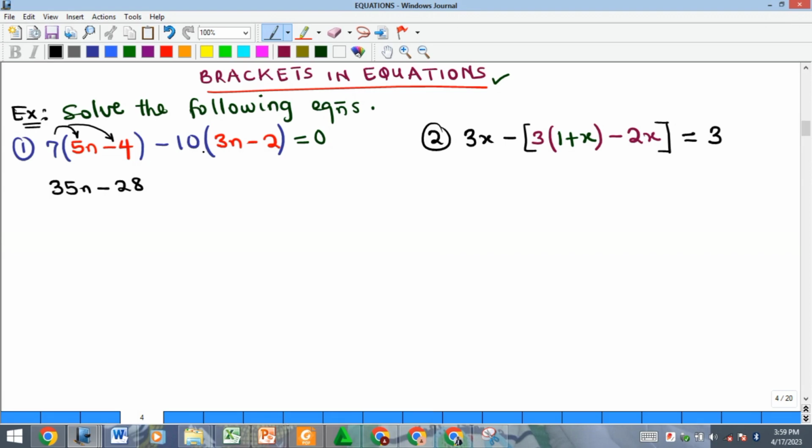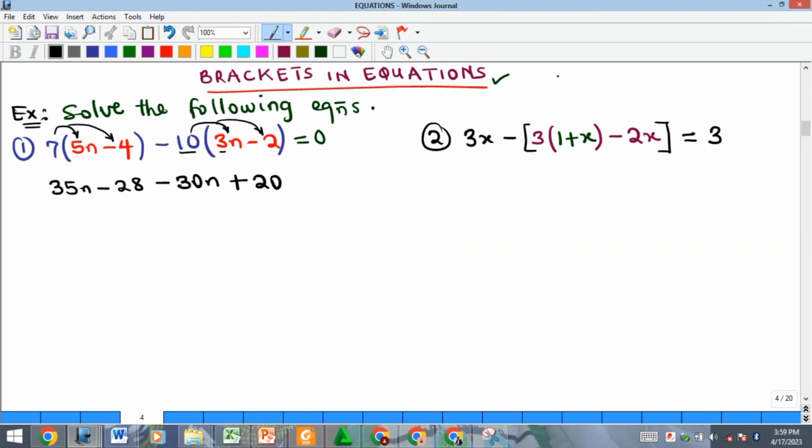If we do the same thing here, negative 10 will multiply 3n and also multiply negative 2. Negative 10 times 3n will be negative 30n. Of course, number will multiply number, then you just bring down the alphabet. Then we have negative 10 multiplying negative 2. Minus times minus will give us plus, and that will be plus 20.